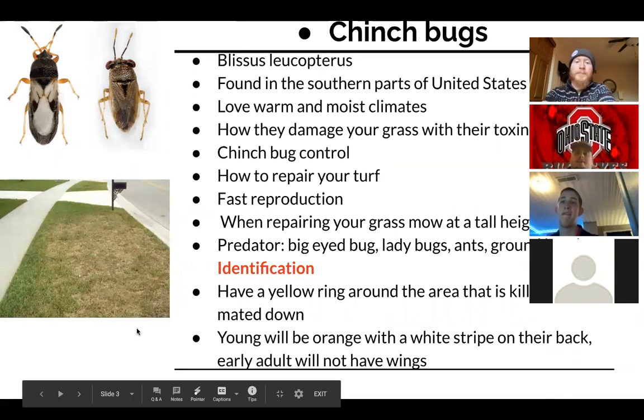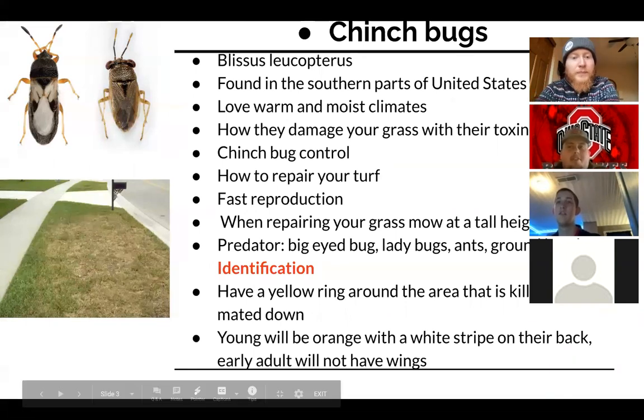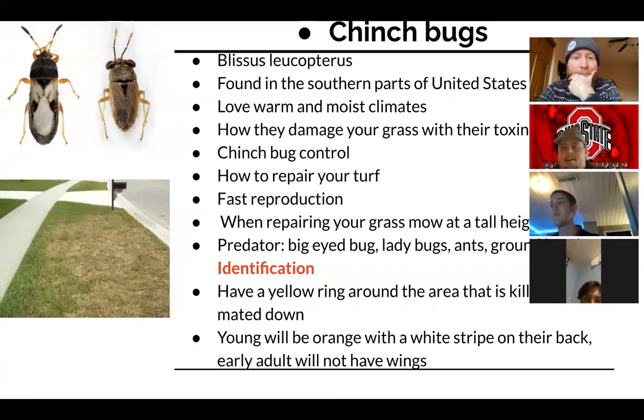So I did mine on chinch bugs. Chinch bugs are found mostly in the southern parts of the United States. They really like their warm and moist climates. They do a lot of damage to your grass, going in there and sticking their fangs into the grass and leaving a toxin behind.